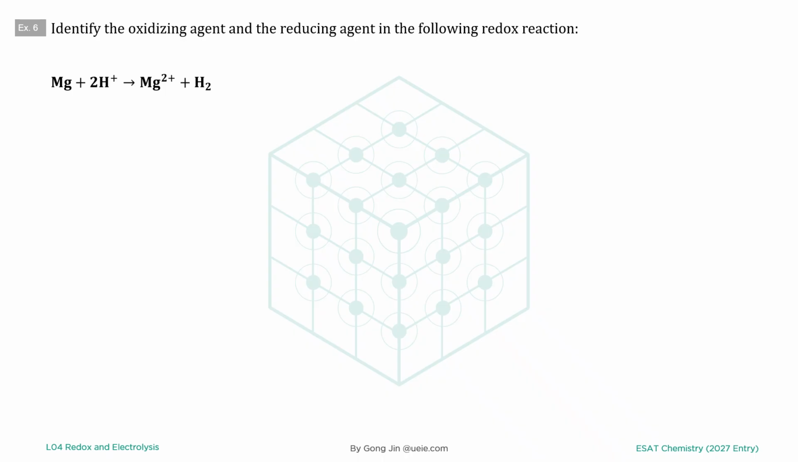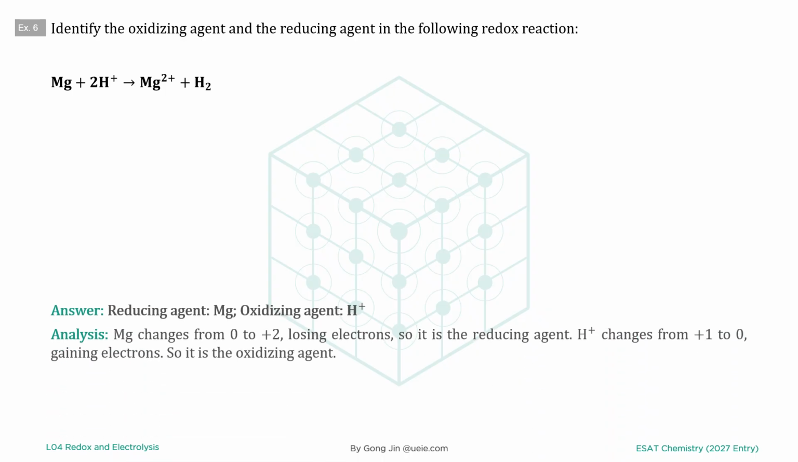Let's put this into practice with a simple reaction, magnesium and acid. Let's find the oxidizing and reducing agents. Magnesium goes from 0 to +2. It's losing electrons, so it's the reducing agent. Hydrogen ions go from +1 to 0. They are gaining electrons, so they're the oxidizing agent.